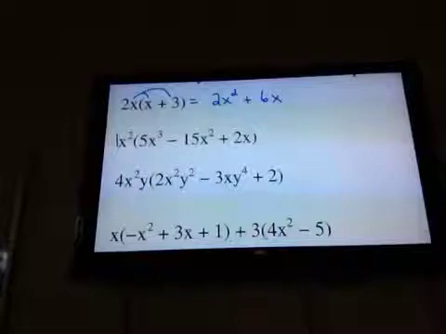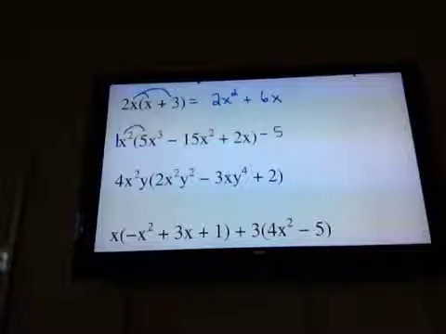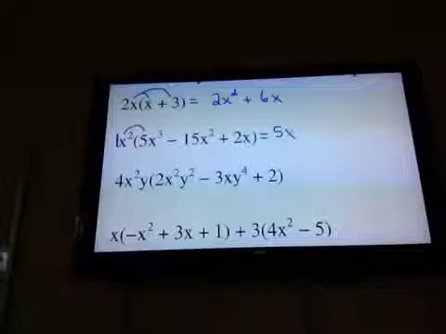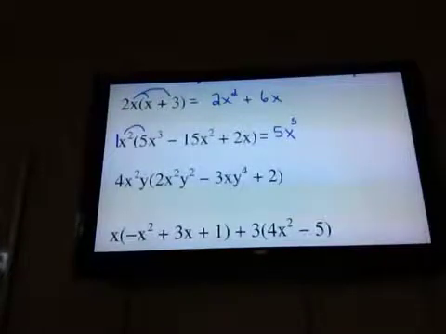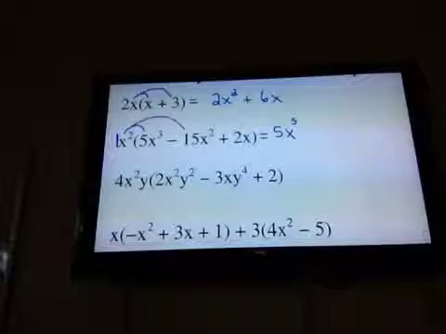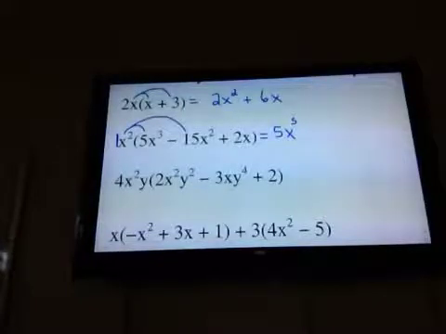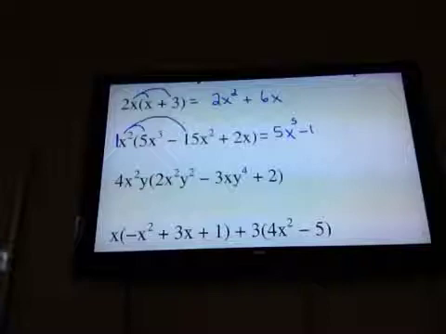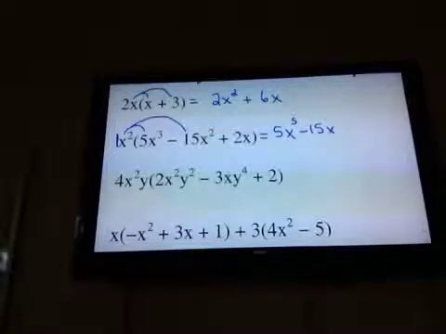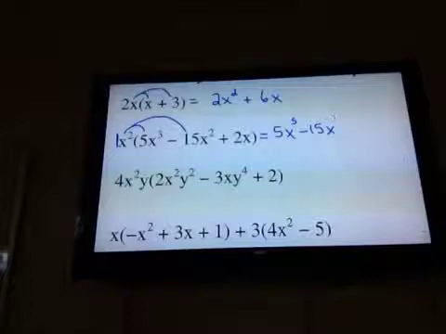Understood 1 here. So 1x squared times 5x to the third, positive 5. And then x to the second times x to the third, add those powers, x to the fifth. 1x squared times minus 15x squared. 1 times minus 15 is minus 15. X squared times x squared, add the powers. X to the fourth.